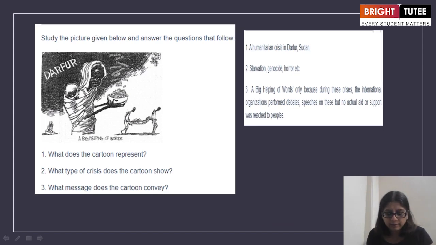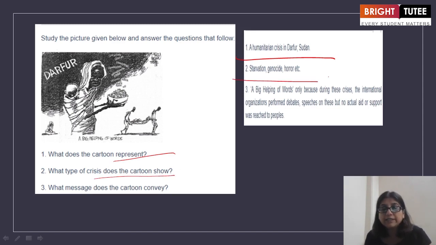Now there is a picture-based question. What does this cartoon represent? It represents a humanitarian crisis in Darfur, Sudan. And what type of crisis does the cartoon show? Starvation, genocide, horror, etc. And what message is given? A big helping of words only, because during these crises the international organizations hold debates and speeches, but no actual support reached the people.